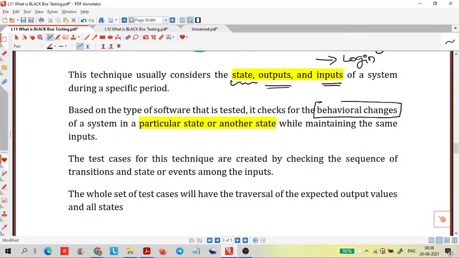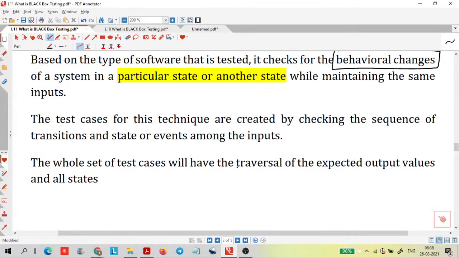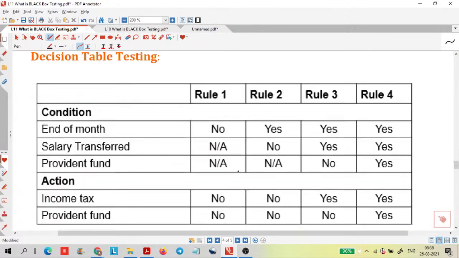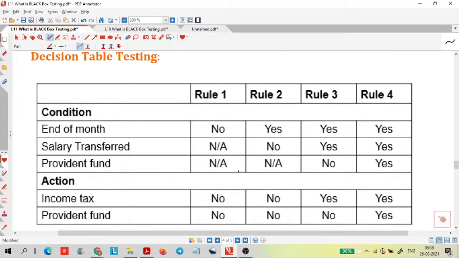What are the behavioral changes of a system? Once we provide a third attempt, if in the third attempt also you provide a wrong username and password, the credentials are wrong, then the account will be blocked. So these are behavioral changes of a system in a particular state or another state. That is about state transition testing.